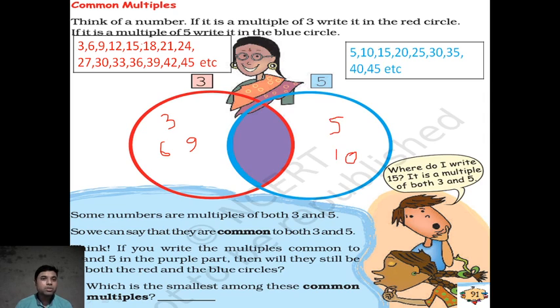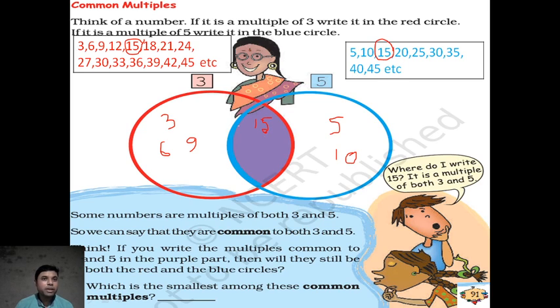My dear students, look here, 15 here and 15 here also. So 15 is a common multiple of 3 and 5. If it is a common multiple, write it inside the purple part. Now just see, is it inside red or inside blue? Look, 15, yes, this is the red circle, obviously it is inside the red circle, and this is the blue, obviously it is inside the blue circle. So some multiples are common and we will write the common multiples inside this purple area.